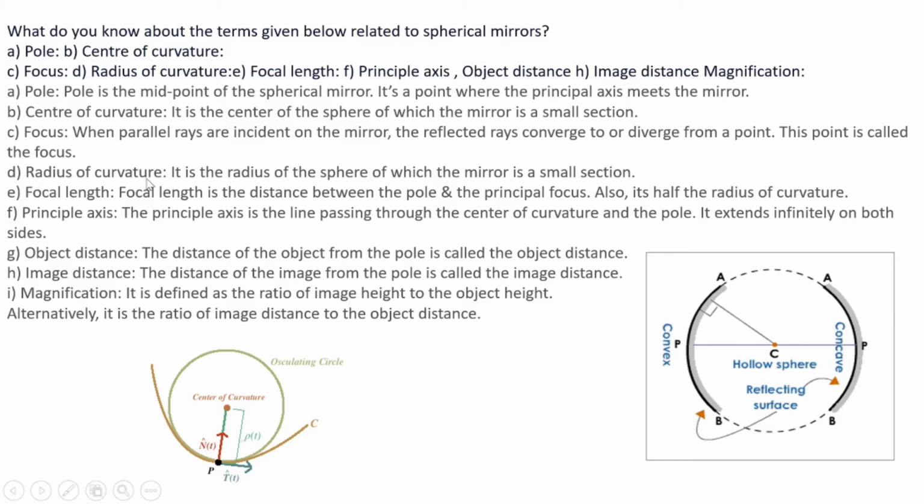Radius of curvature. What is the radius of curvature? The distance between P and C, the pole and the center of curvature, whether for a convex or a concave mirror, is called the radius of curvature. It is the radius of the sphere of which the mirror is a small section. Focal length. What is focal length?